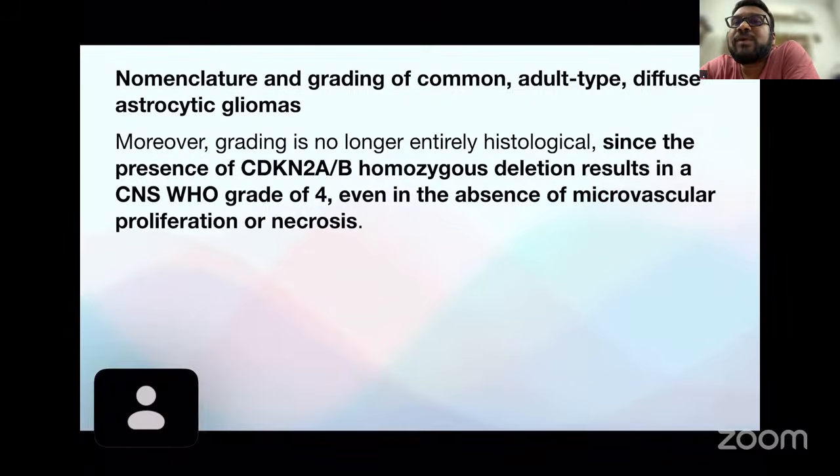So grading is no longer entirely histological. This is also important because the presence of a specific mutation, that is the CDKN2A/B homozygous deletion, results in CNS WHO grade 4. Even in the absence of microvascular proliferation or necrosis, the presence of this mutation alone will take the tumor to WHO grade 4. So this is very important. The presence of CDKN2A/B homozygous deletion itself is enough to take it to grade 4.